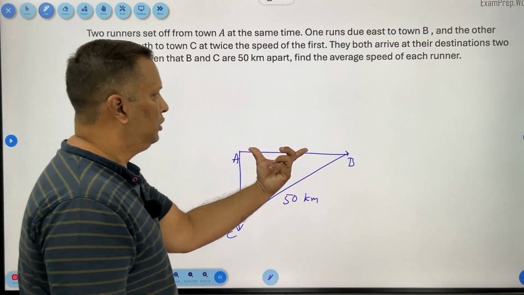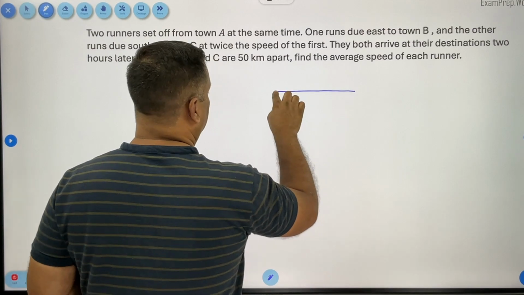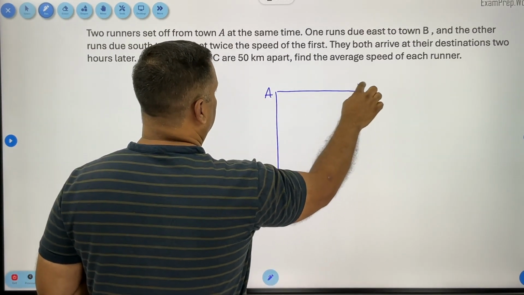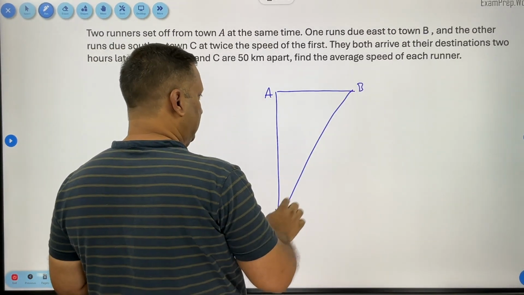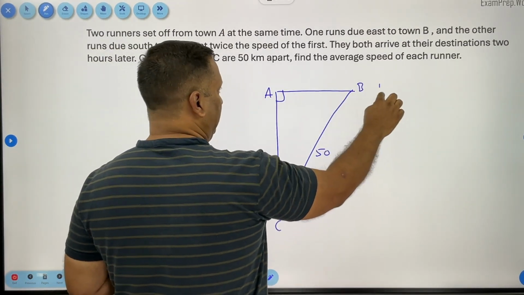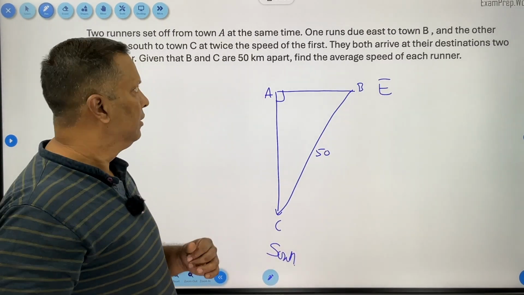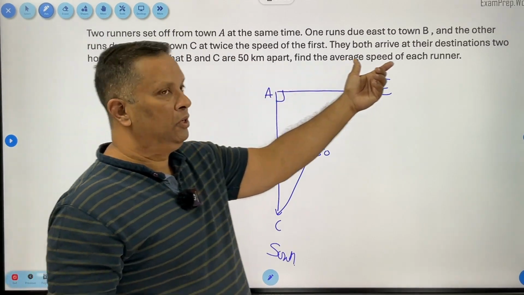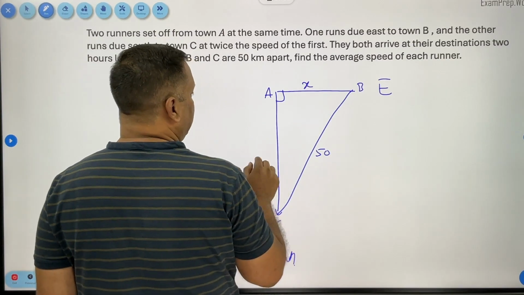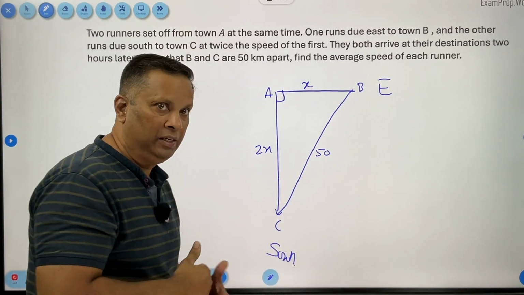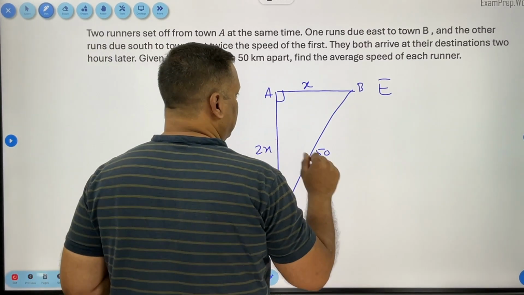They both have run for 2 hours. 2 hours this fellow ran, 2 hours this fellow ran, but because he is faster, this is longer. So our diagram should be corrected. AB is shorter, because this guy is going fast, so he will travel a longer distance. And this length is 50. This is a right angle triangle because this is east, this is south. We have to find the average speed of each runner. So first we have to find this distance. Let this be x. This will be 2x because he is traveling double the speed, right? So he traveled 2x distance.